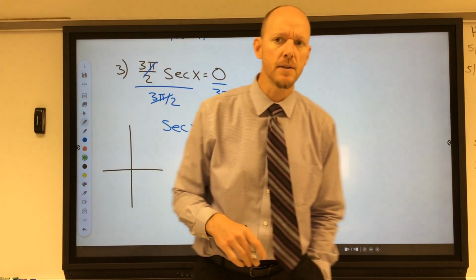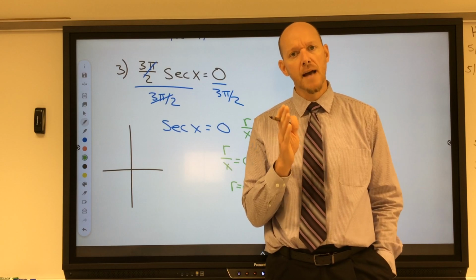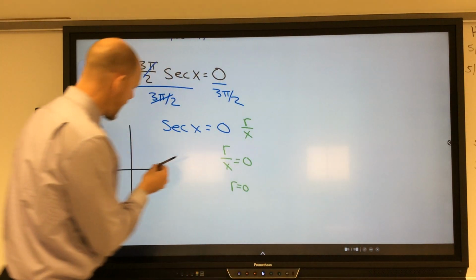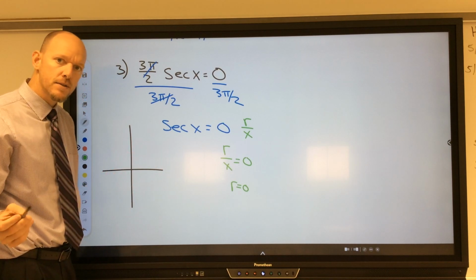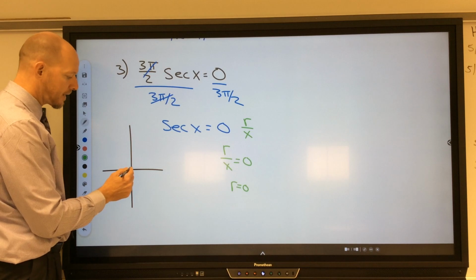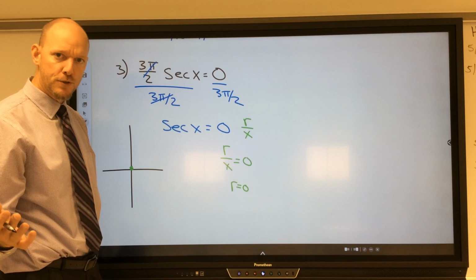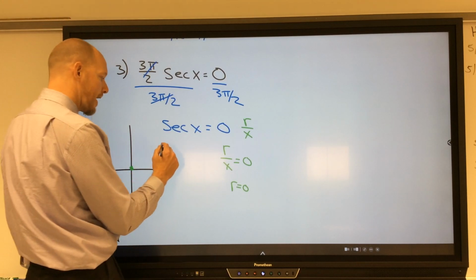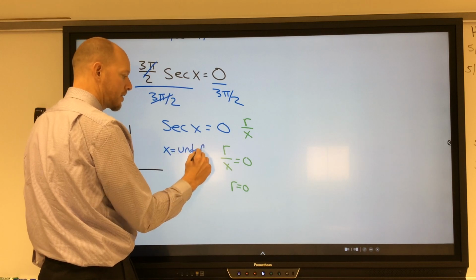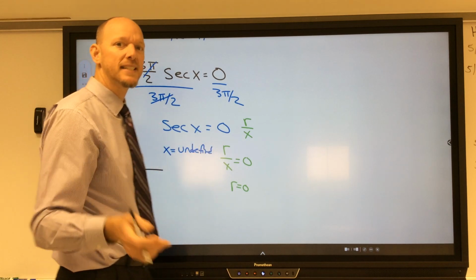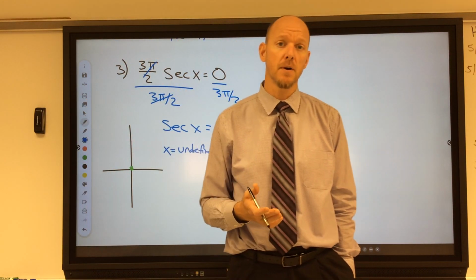But that's where our trouble begins. You see, r represents the radius, and for us to have an angle, any angle that's rotating around here has to have some radius. So basically, we're saying the radius would have to be at the origin, which means it's impossible to draw an angle. That tells us that x in this case is undefined or does not exist. There's no angle such that secant of that angle is equal to 0.